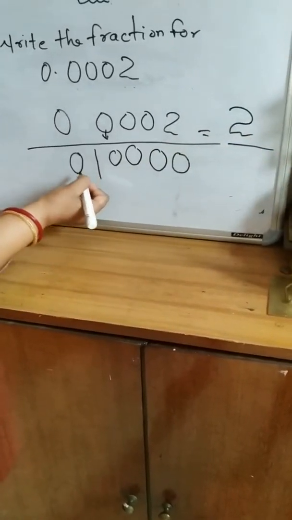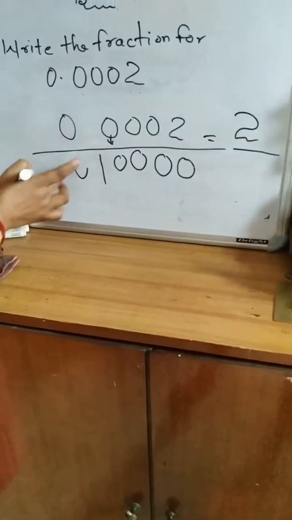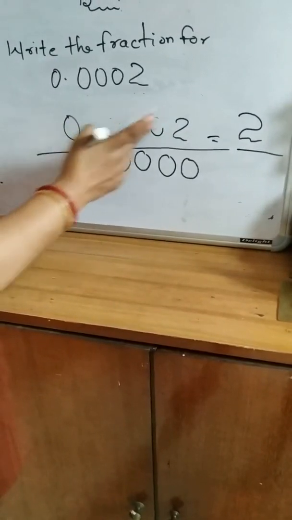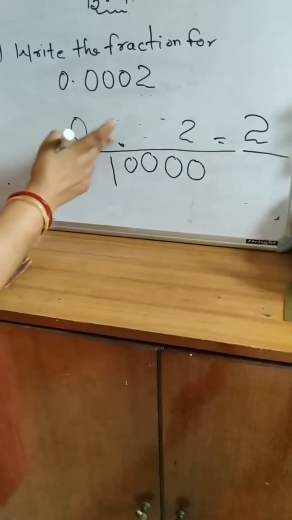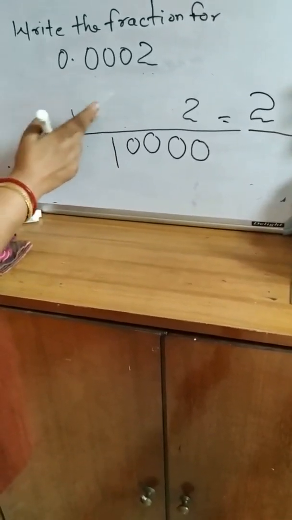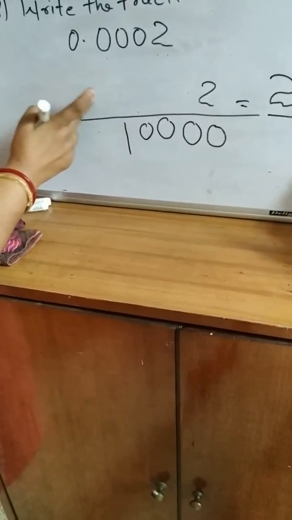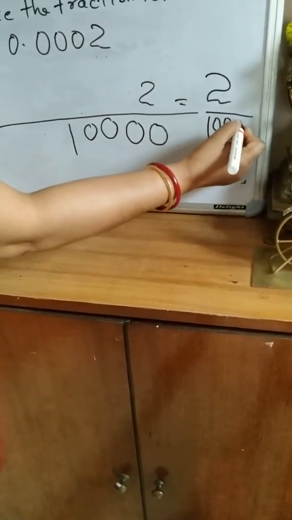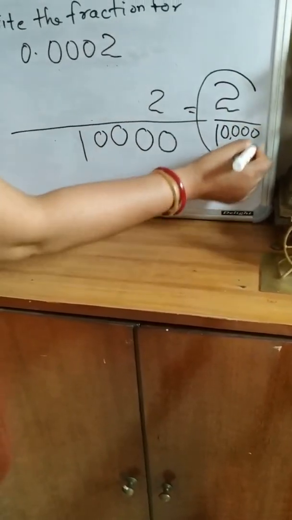And then, remove this 0 also. It is not having any value to the left of the digit, and we also remove this digit. 0 is not having any value to the left side of the digit. So now it becomes 2 by 10,000. This is the fraction.